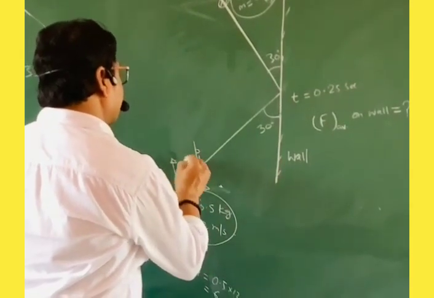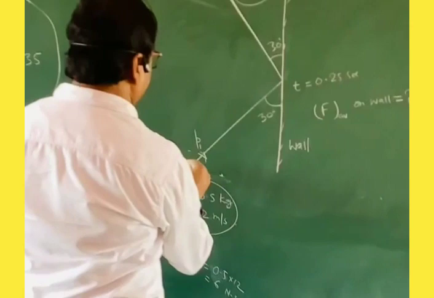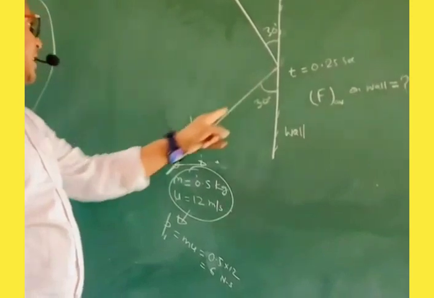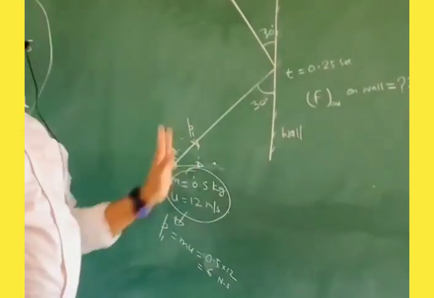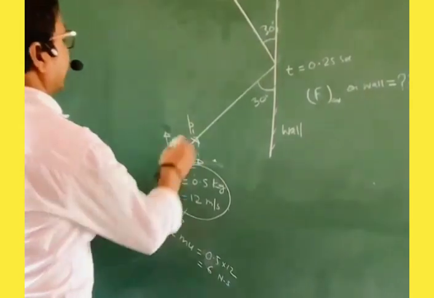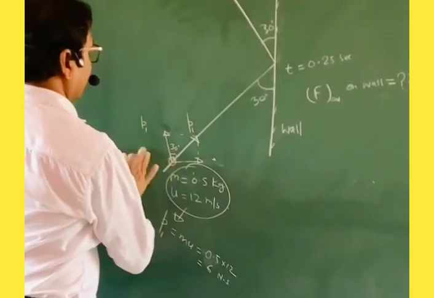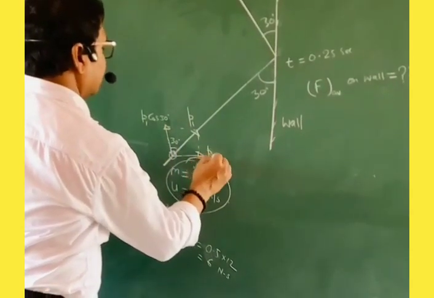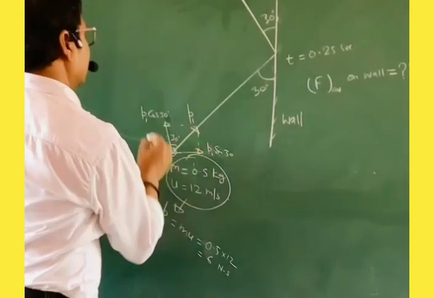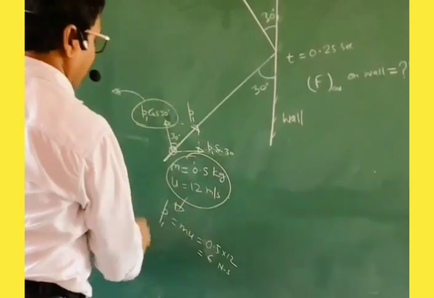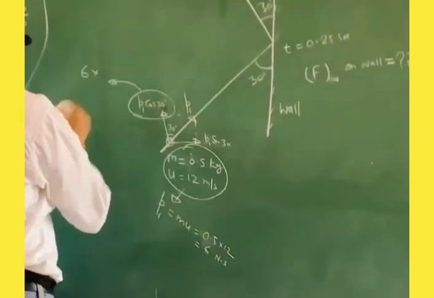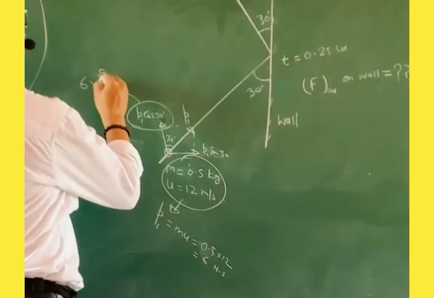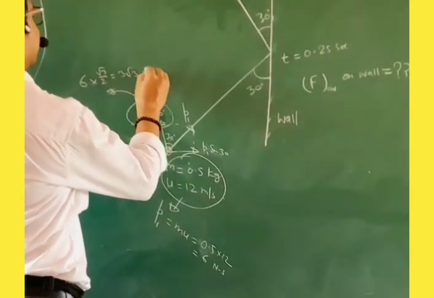To resolve this, you just resolve along this direction and along this direction. Okay. So if this angle is 30, so this will be 30. Is it okay? This is alternate interior angle. This is parallel to this. Any problem? So this is P1 cos 30. Any problem? And this is P1 sin 30. So what is this? P1 means how much? 6. And cos 30 is root 3 by 2.